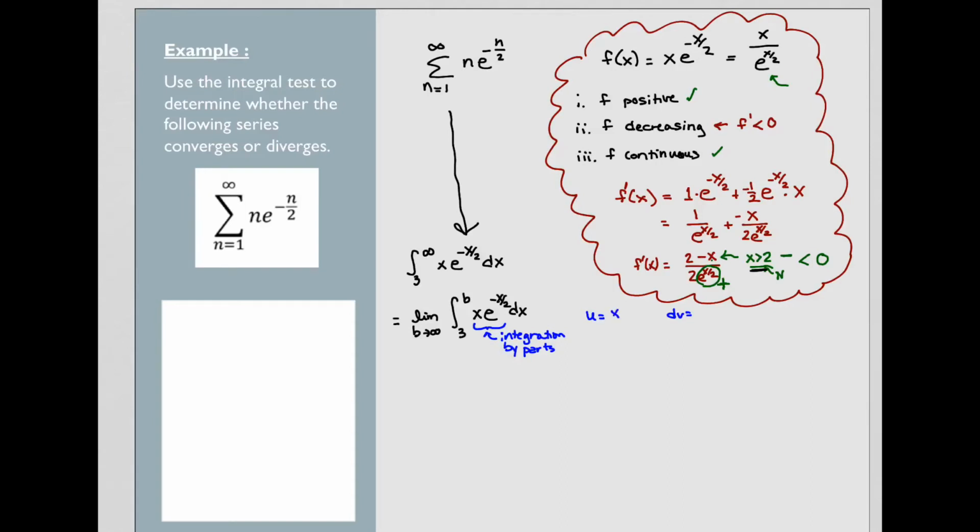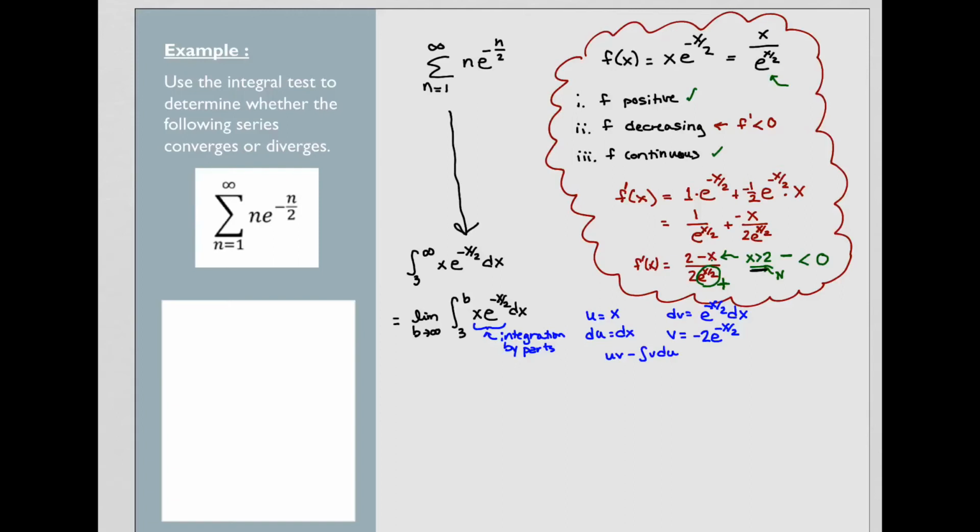For this problem, we'll let u be x and we'll let dv be e to the negative x over 2 dx. Then the derivative of u is just the derivative of x, or 1 dx, and v is the antiderivative of dv, which is going to be negative 2 e to the negative x over 2. Our formula, recall, is uv minus the integral of v du, or ultraviolet voodoo.